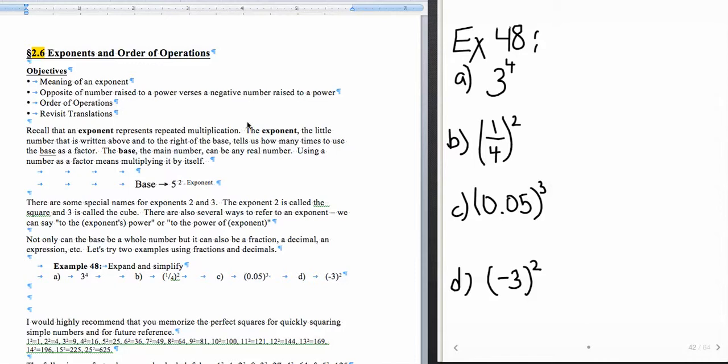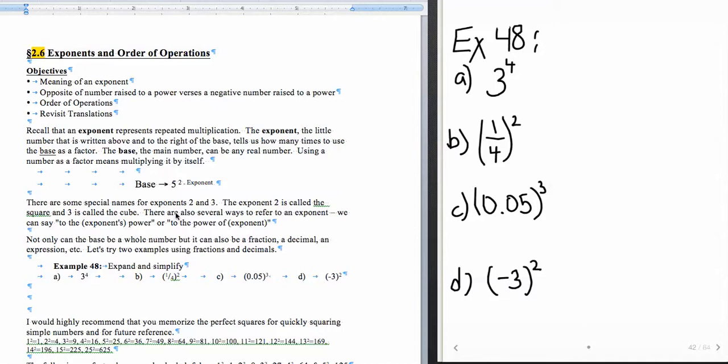So first of all, a little bit of definitions here. Let's recall that an exponent represents repeated multiplication. The exponent is the little number above and to the right of the bigger number. The bigger number is called our base. That number can be any real number, and it is the number that is being repeatedly multiplied, the number being used as a factor.